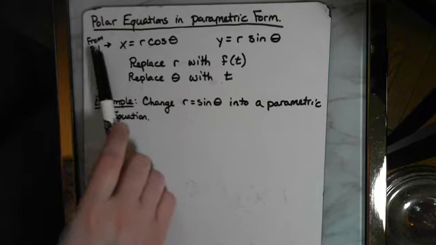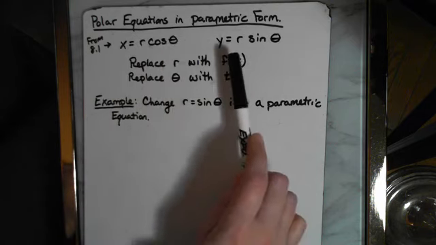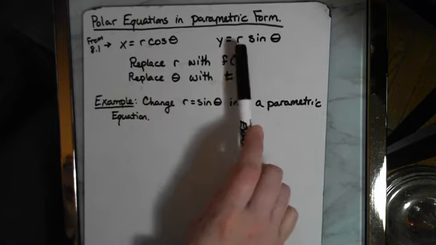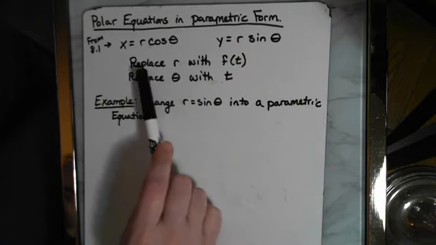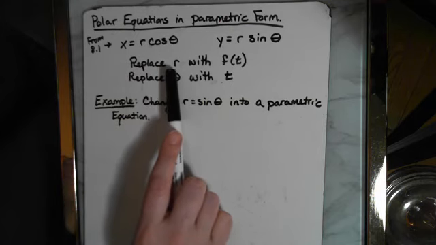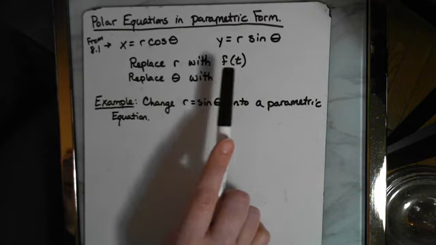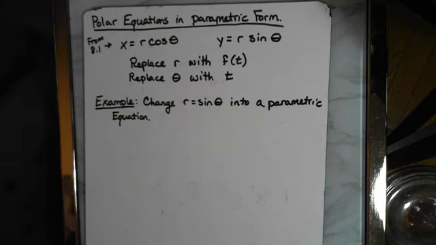Okay, now in 8.1 we learned these two equations, x equals r cosine theta and y equals r sine theta. So what we're going to do is use these and replace things in them to get our parametric equation. You're going to replace r with f of t, whatever function they gave you in terms of t, and then the theta is just going to turn into a t. It seems a little confusing when you first hear it, but let's take a look at an example. I think it'll make it much more clear.